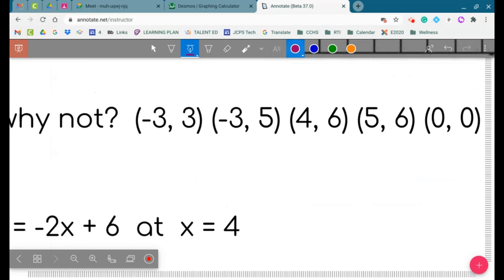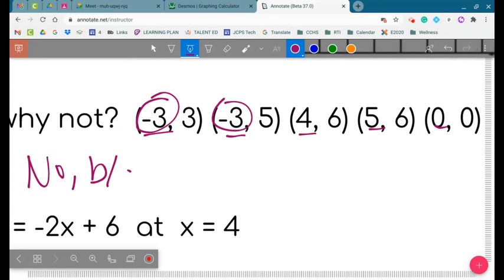Is this a function? Look at your x values. Your negative 3 repeats. You're going to say no because negative 3 has 2 outputs.